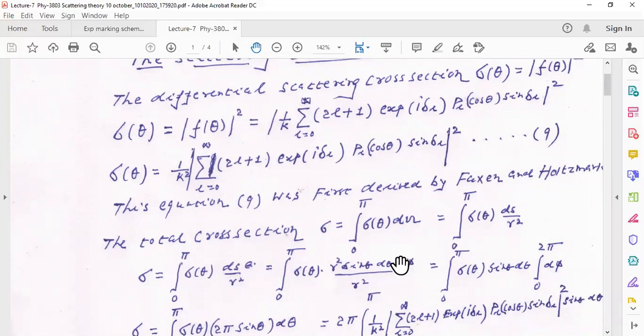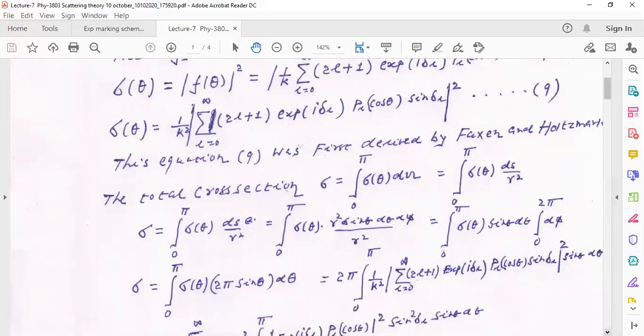And you know, the integration of d phi from 0 to 2 pi gives you 2 pi, and it is the integration of sigma theta sine theta d theta. I'm separating the phi part and the theta part. The integration of d phi is phi, and it is changing from 0 to 2 pi. It's 2 pi. So now you see, I wrote this expression here.